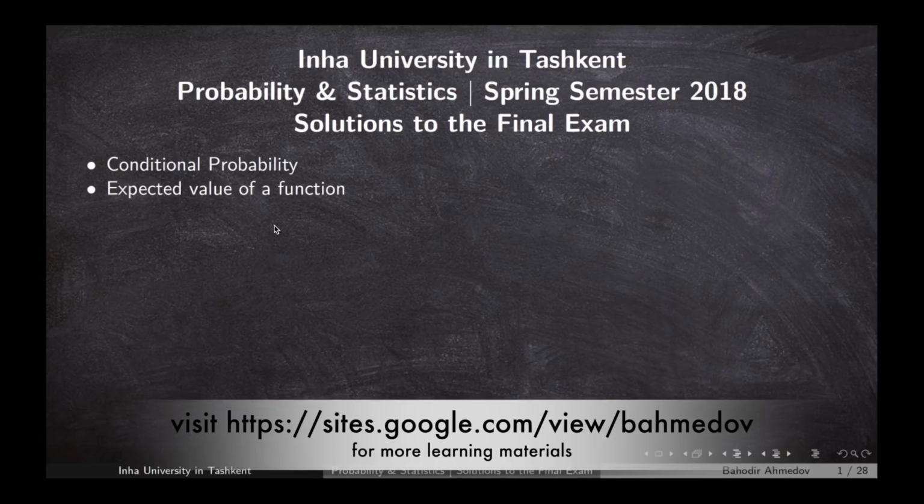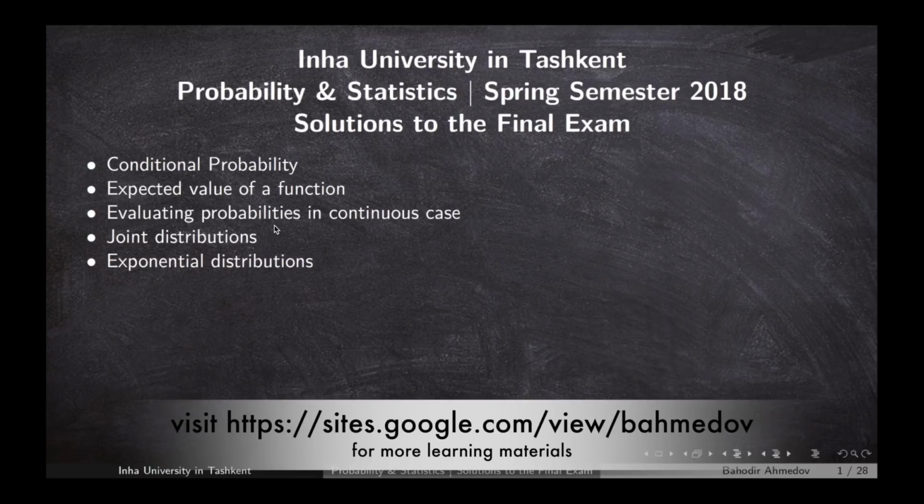variable. So we will discuss how to evaluate the probabilities in a continuous case and discuss the joint distributions. And also we're going to talk about how to evaluate the probabilities if the random variables have exponential distributions. And also we will do small simulations and generate random variables under different distributions.